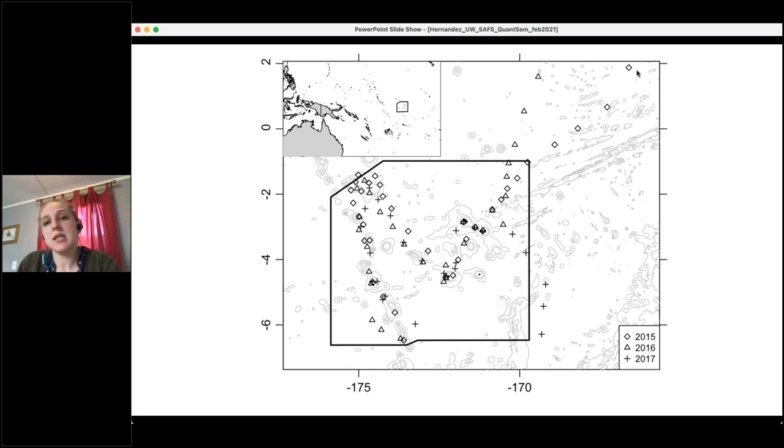In 2015 and 2016, the cruise left from Honolulu, transited to the protected area, entered through the northeast corner, did this kind of zigzag along the seamounts, and then exited through the southern border. In 2017, there was sparser sampling. They didn't cover the whole cruise track, and the stations are further apart. So they are included in the paper, but I'm not going to talk about 2017 very much today.